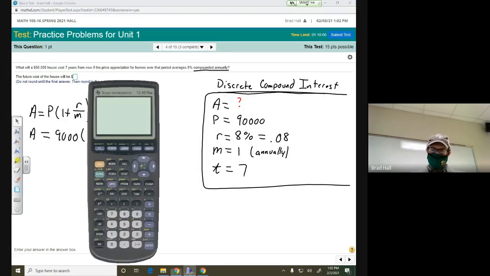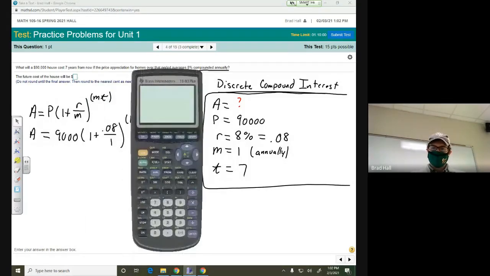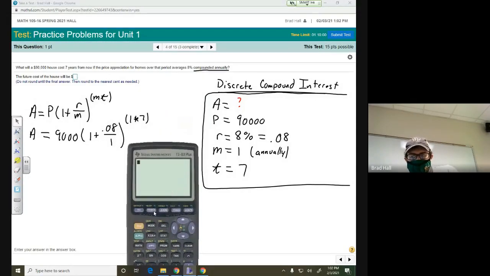And so from here, let's quit out of this and just simply plug everything into the calculator and see what we get. 1,000, parentheses, 1 plus 0.08 divided by 1, close parentheses, caret symbol, open parentheses, 1 times 7. Delete 7. There we go. Close that.